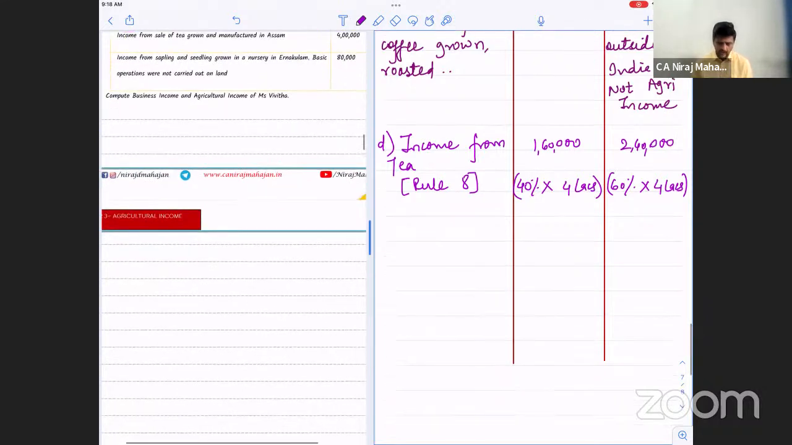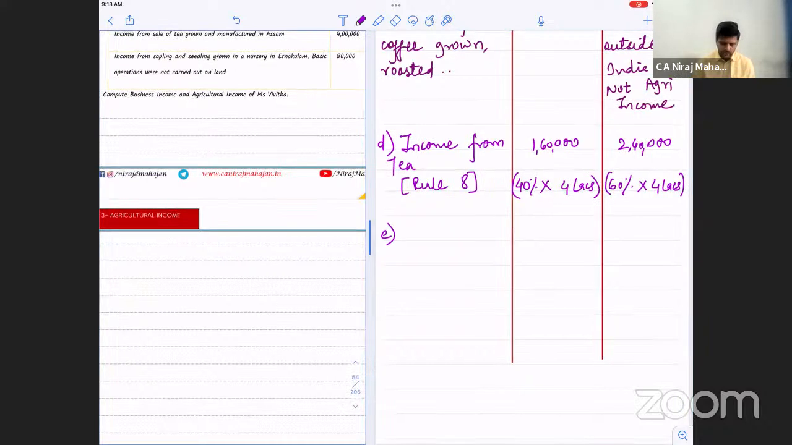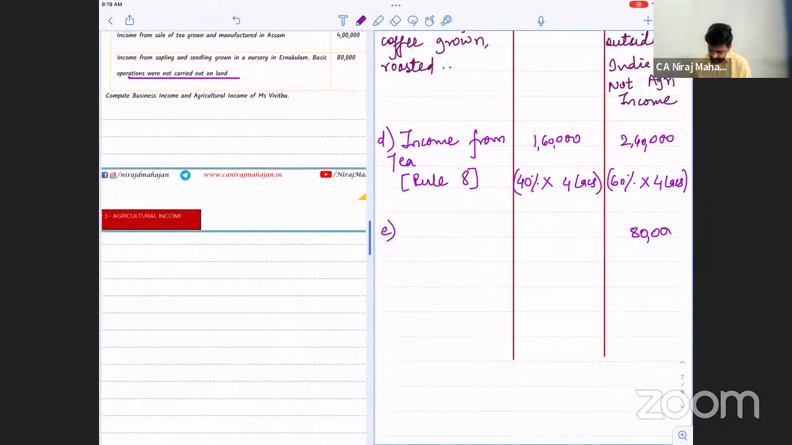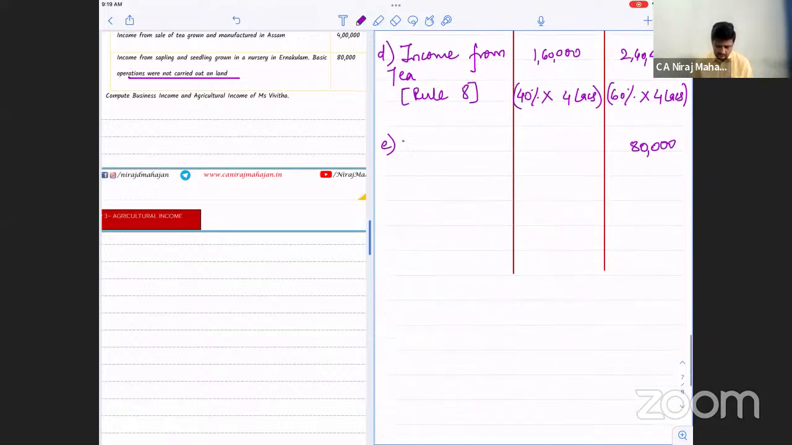And lastly, Ernakulam, South India, from nursery. And we know that all of you were wrong, everybody's answer was wrong. They were not carried on land, but still we consider it as nursery income. So it is 100% agri. Income from sale of sapling, we'll say nursery. Finally, all of you.